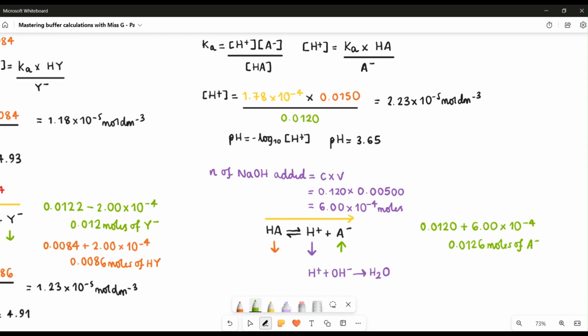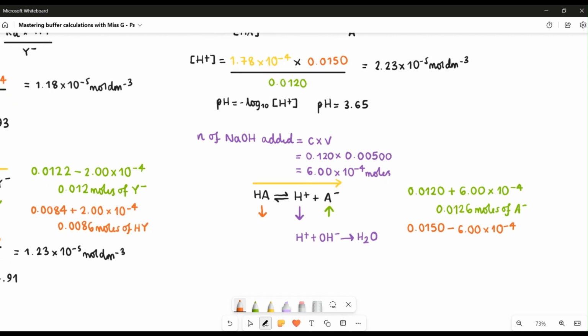And then for the weak acid, again, we need to know how many moles we had initially, which was 0.0150. But this time we're losing some of our weak acid, and the amount we lose, again, is equivalent to the amount of alkali that we add, because that amount of alkali will react with that amount of H plus to make the water, and that means that's how much of the H plus we need to replace. It gets replaced by that amount of HA dissociating, and that then generates the same amount of A minus. So if I work out what 0.0150 take away 6 times 10 to the minus 4 is, that will give me the new moles of the weak acid, which is 0.0144.